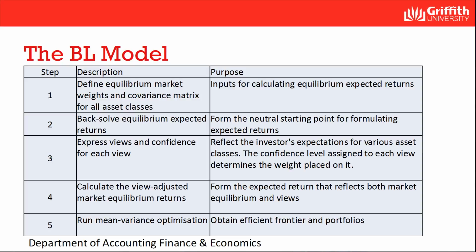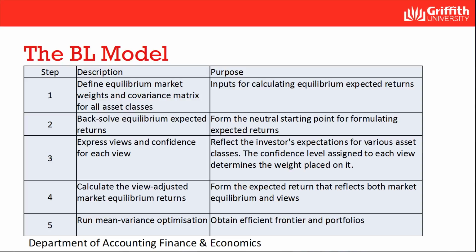This is a table that describes the steps to the BL model. So firstly, you define the equilibrium market weights and the covariance matrix for all asset classes. And we do that because we need the inputs for calculating the equilibrium expected returns. Secondly, we backsolve the equilibrium expected returns in order to form the neutral starting point for formulating expected returns. Thirdly, we express the views and confidence for each view, and this allows us to reflect the investor's expectations for various asset classes. The confidence level assigned to each view determines the weight placed on it.